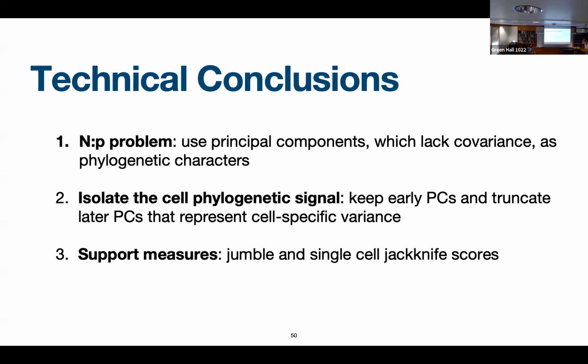So to recap, we found solutions for 3 big technical challenges. I approached the MP problem by using principal components as phylogenetic characters. I isolated the cell's phylogenetic signal by keeping early PCs and discarding later PCs. And finally, I developed 2 new measures of repeatability because Bootstrap wasn't suitable.